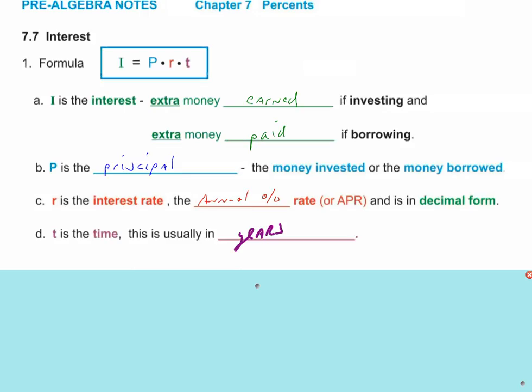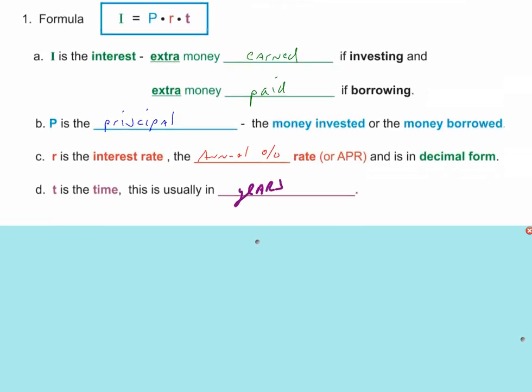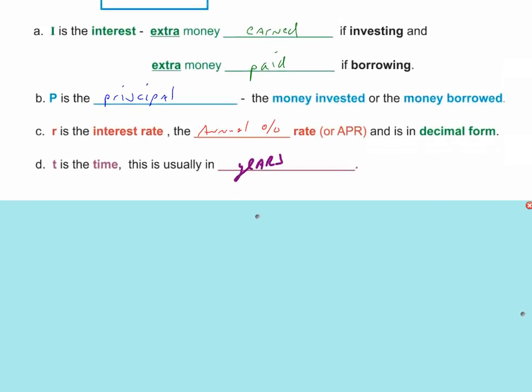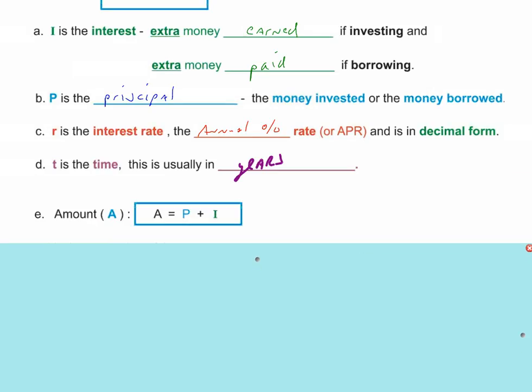T is the time, usually in years. So you got to know the parts of the formula, otherwise how can you use it? I equals P times R times T. I is the interest, P is the principal, R is the rate, and T is the time. All right, and then also this part. A is an amount. It's really a total. So I'm going to go here and I'm going to write total.